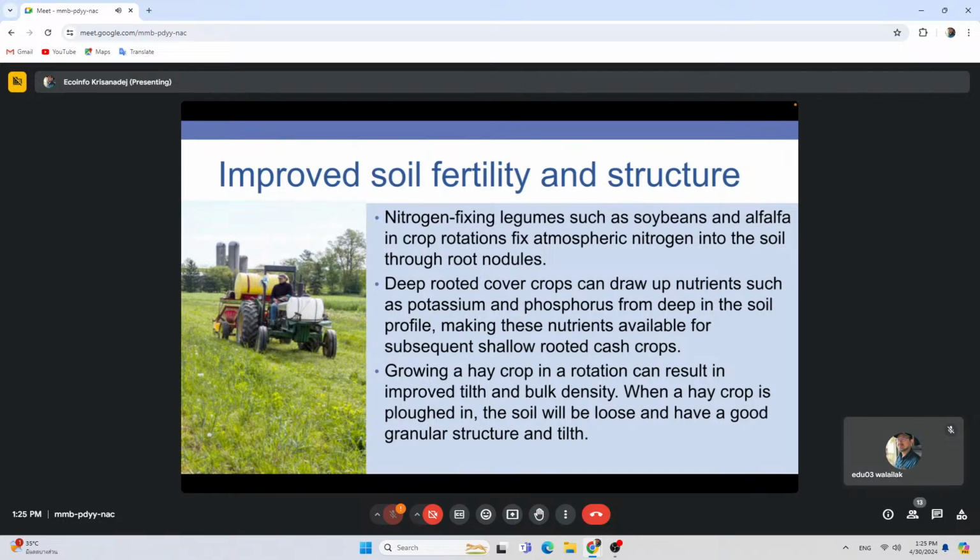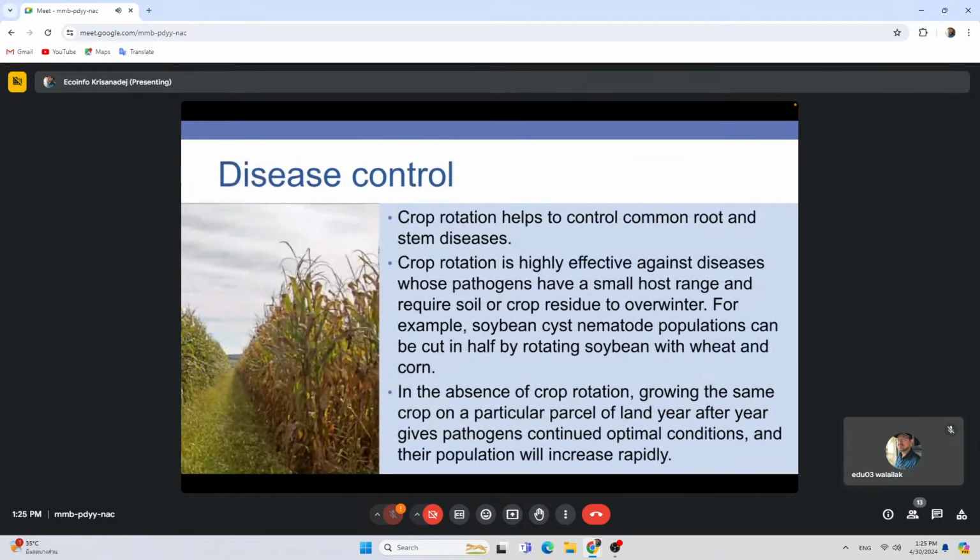Okay, growing a hay crop as a rotation can result in improved bulk density. If the soil is very dense, it has fewer air pockets, and the roots cannot breathe. By adding a hay crop in the plantation, you increase organic matter and make the soil less dense. The bulk density is better. Next slide, please. You just plow it in.